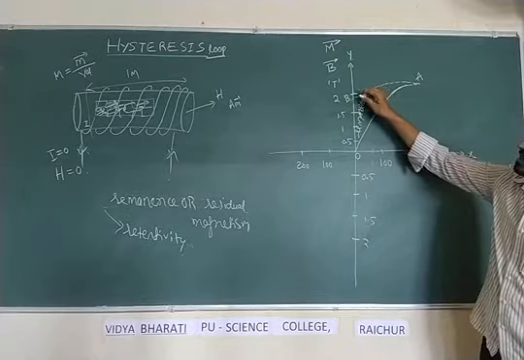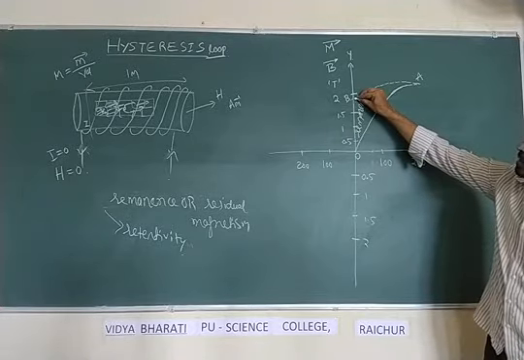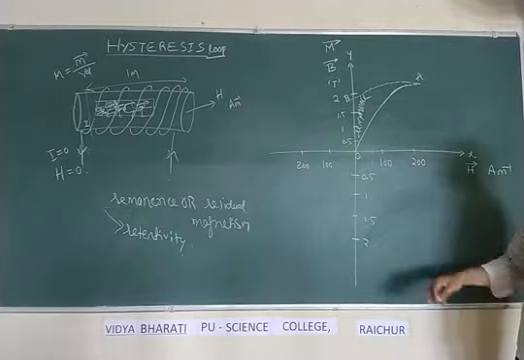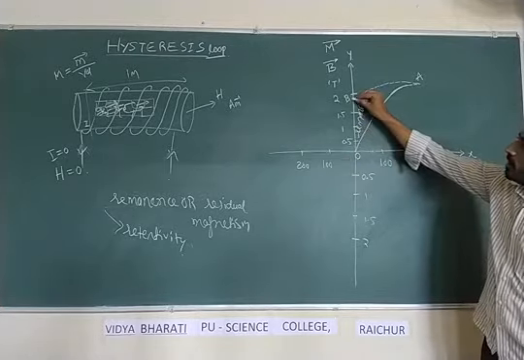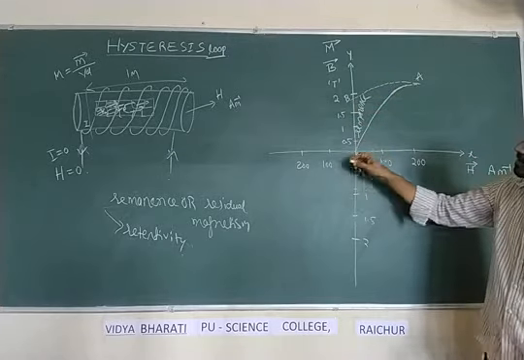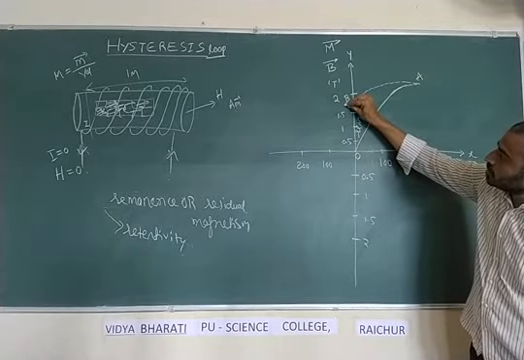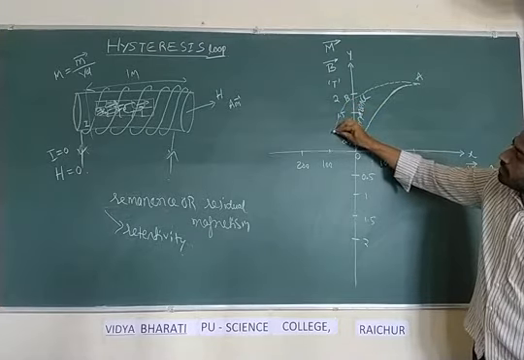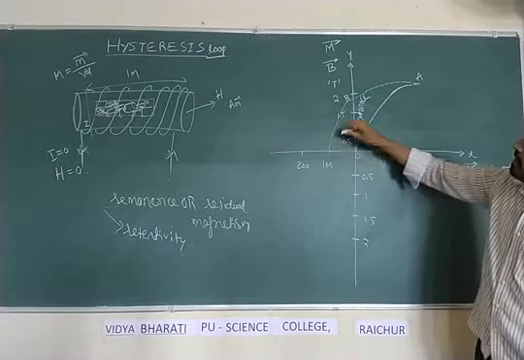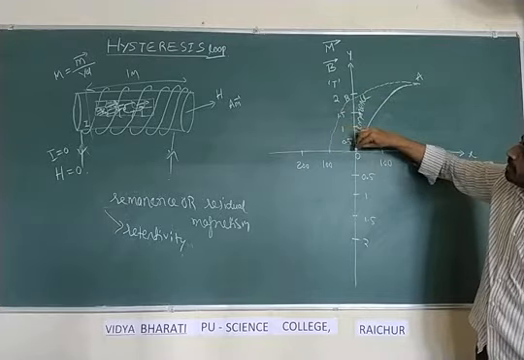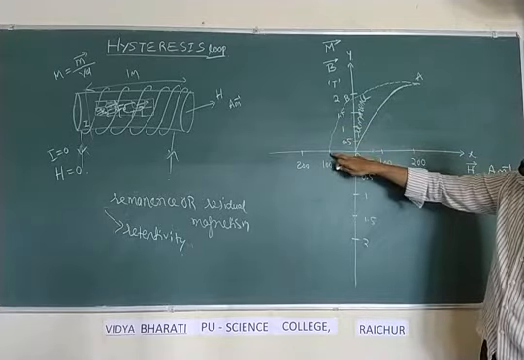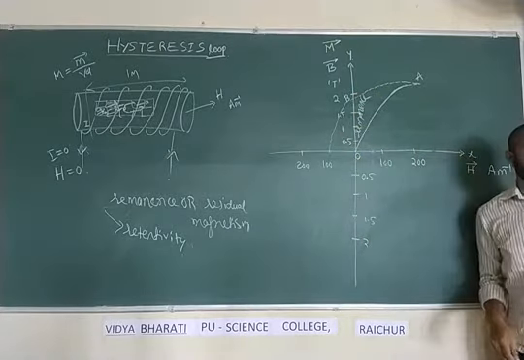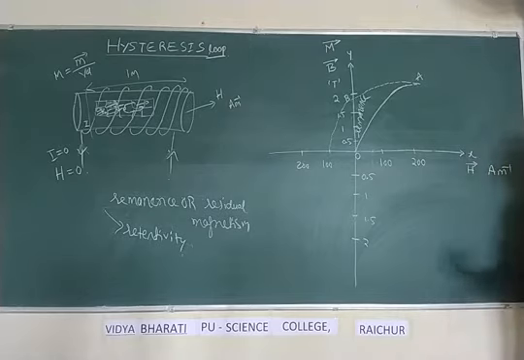When I start increasing the reverse supply, that H value goes on increasing again from 0 to 100 ampere per meter, 200 ampere per meter, like that. I go on increasing the H value, but in reverse direction like this. Slowly, as I increase the H value, magnetic induction becomes 0 at one particular magnetizing field intensity. B value becomes 0 on applying negative field, on applying reverse field.